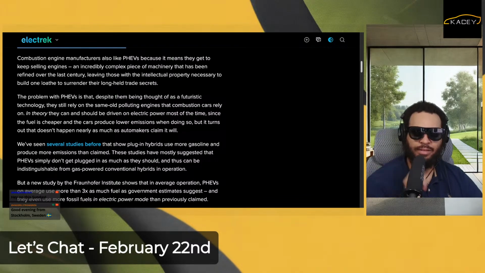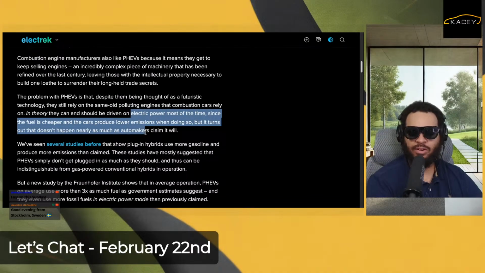In theory, they can and should be driven on electric power most of the time, but they aren't because it's so inconvenient to charge them with their short range that if you don't have a solid place to park with electricity, like if you live in an apartment or condo, it's less likely to happen. Especially if you have to go somewhere and wait minutes to hours to get it done.